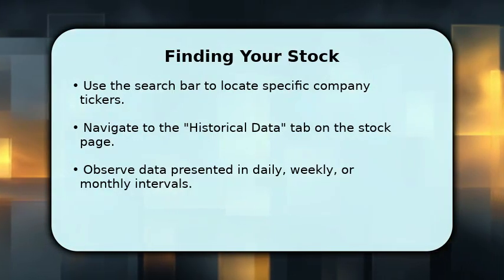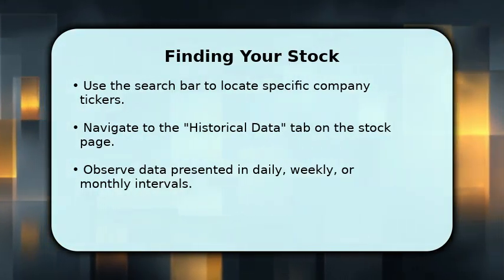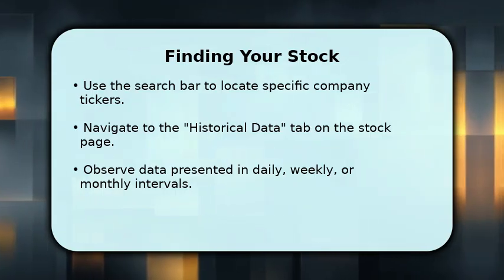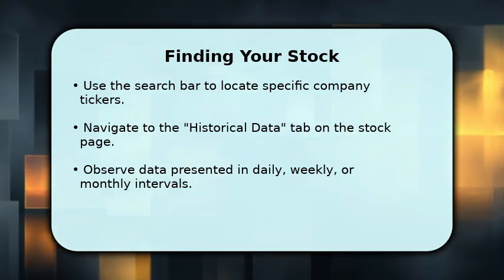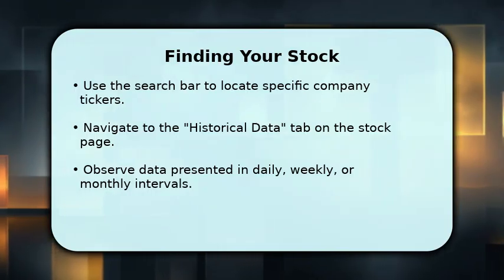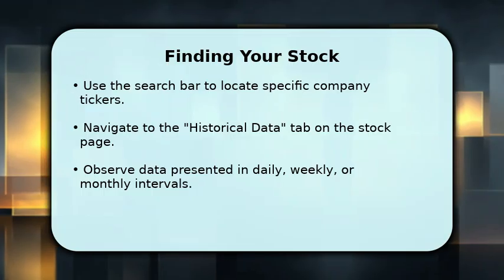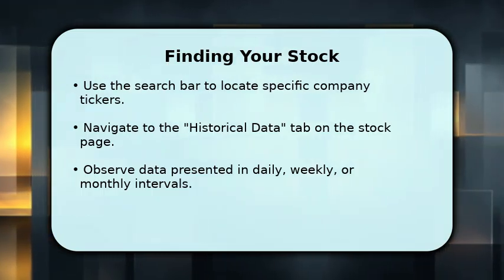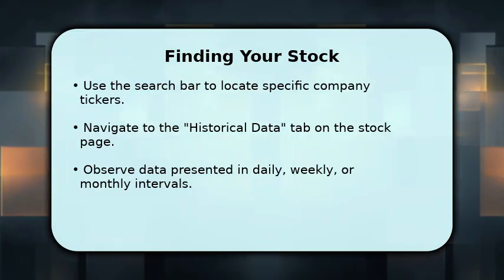Once on the Yahoo Finance homepage, locate the search bar at the top of the page. Type in the ticker symbol or company name for the stock you are interested in, for example, Apple for Apple Inc. After pressing enter, you will be directed to the stock's dedicated page. Here, you'll find an overview of its current performance, news, and various data points. Look for the Historical Data tab to proceed with downloading past information.